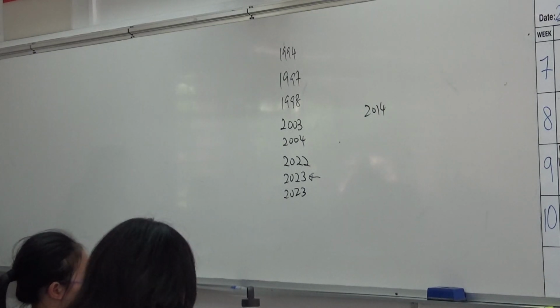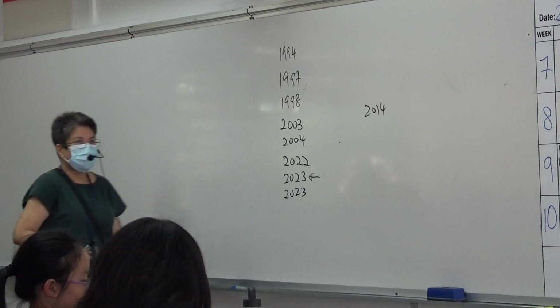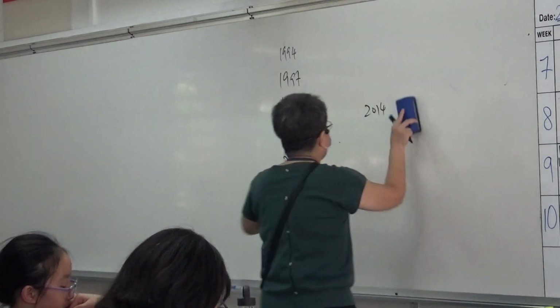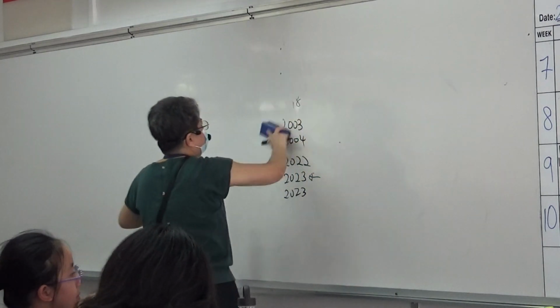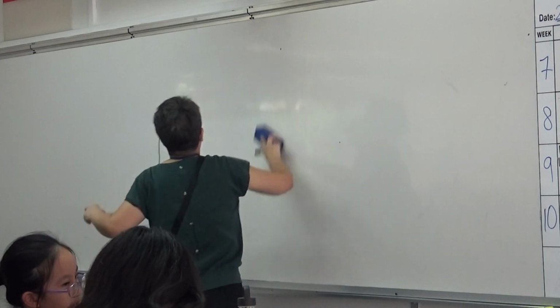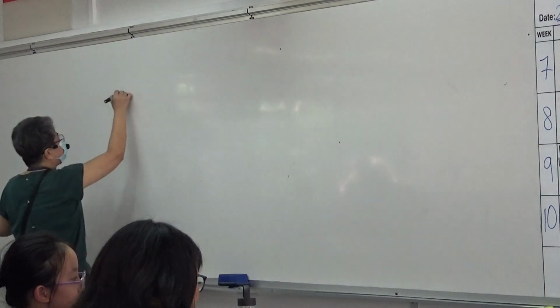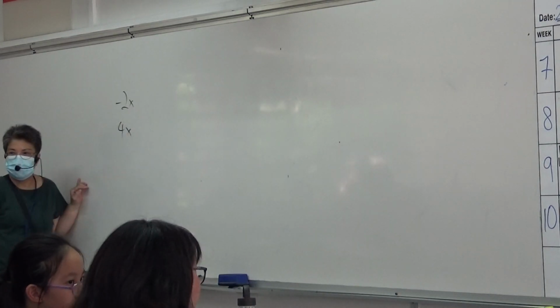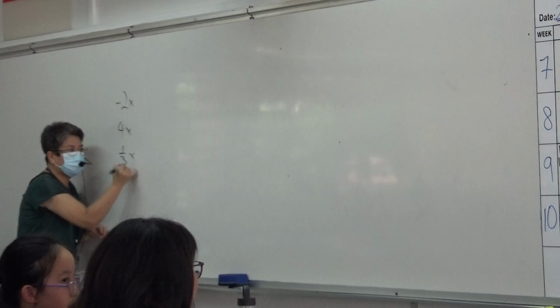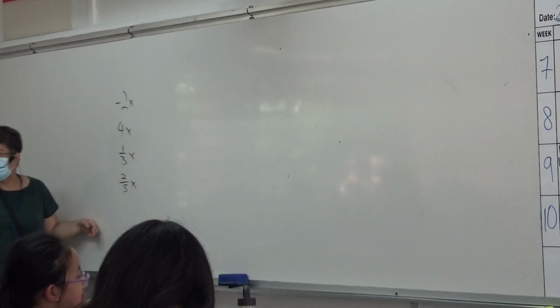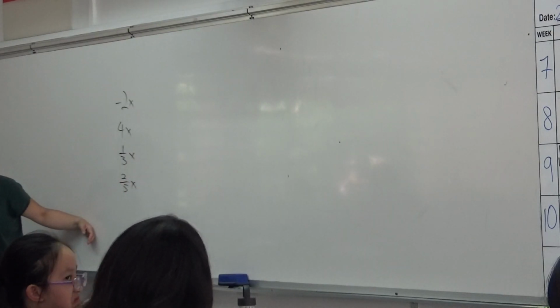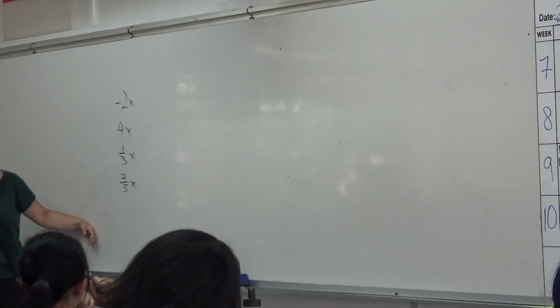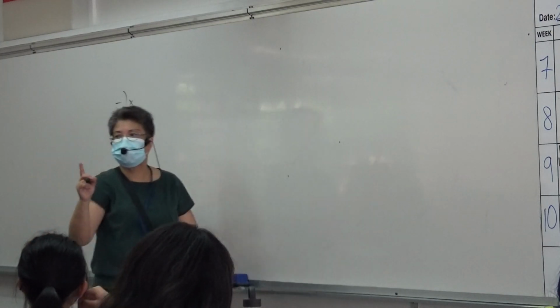I want to tell you that the coefficient need not always be an integer. What do I mean by that? Now, I think all of you have seen this term before, or maybe 4x. But we can also have 1/3x or 2/5x and so on. Fractional coefficient. Now, all of you keep your mouth shut, listen first.